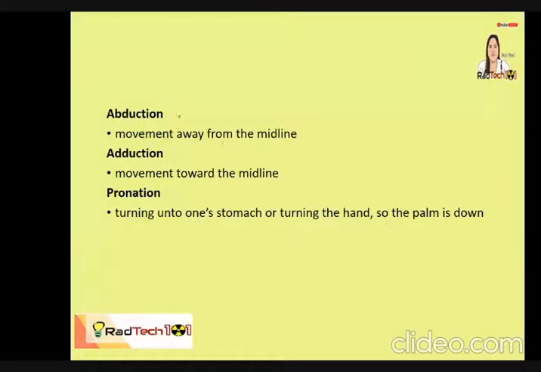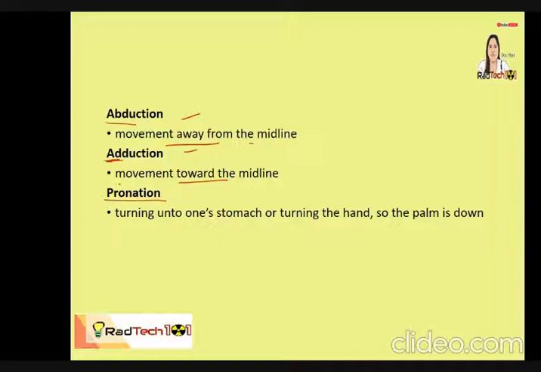Another term is abduction and adduction. So, abduct, so parang kinidnap siya. So away from the family. Kapag kinidnap ka, so abduction, away from the midline. Adduction is towards the midline.